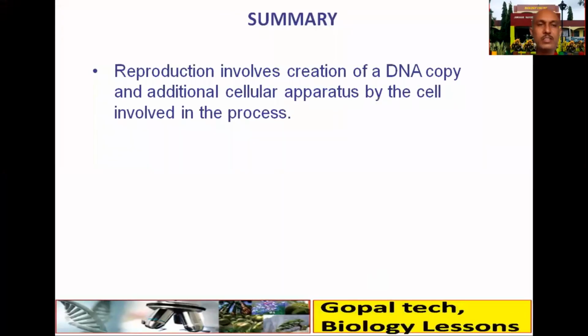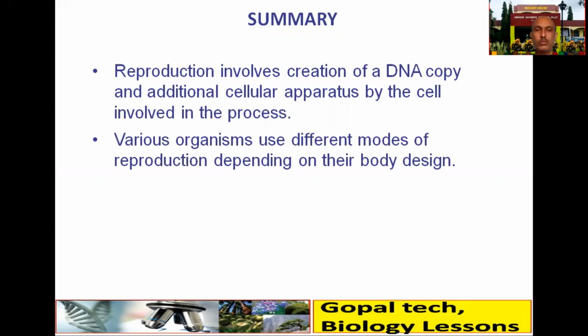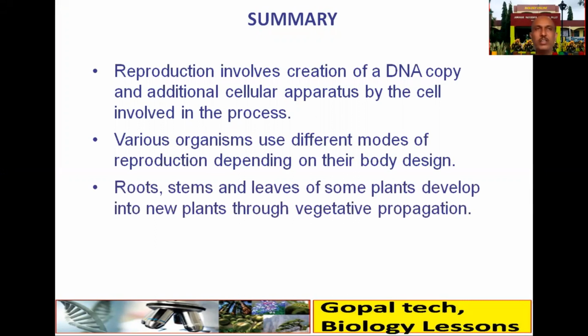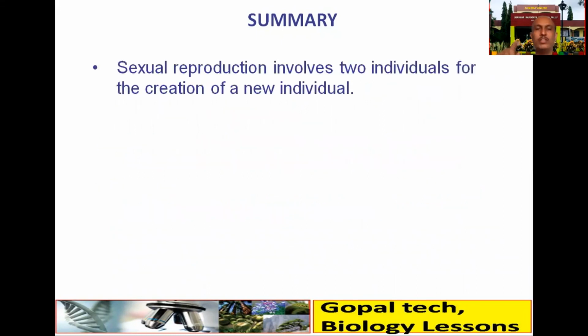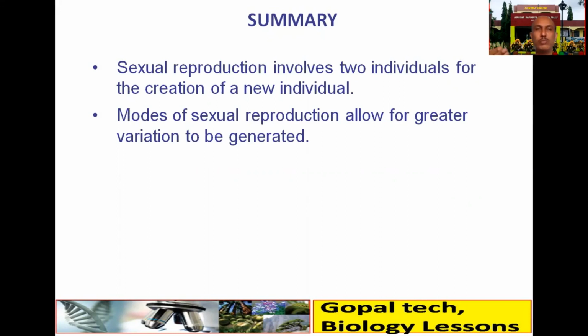What we have discussed, just to summarize: reproduction involves creation of a DNA copy and the additional cellular apparatus by the cell involved in the reproductive process. So various organisms use different modes of reproduction depending upon their body design. Root, stem and leaves of some plants develop into a new plant, and that is called vegetative propagation. It is one kind of asexual reproduction, because a single parent is involved, there is no formation of gametes, and the plants are genetically similar. So these are examples of asexual reproduction, where a new generation is created from a single individual. Sexual reproduction involves two individuals for the creation of a new individual. So the modes of sexual reproduction allow for greater variations to be generated.